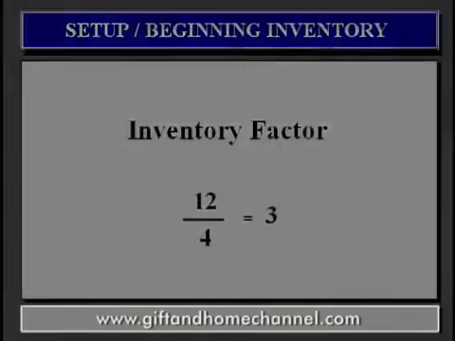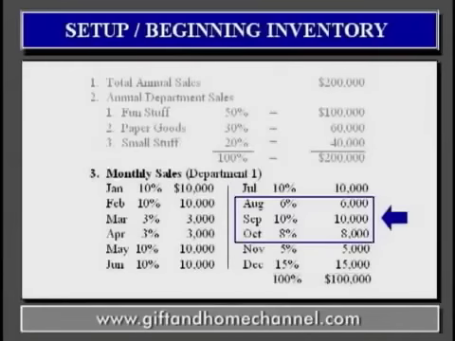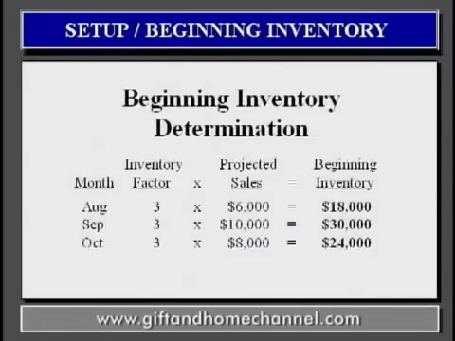Now, let me give you some numbers to back that up. When we did our sales projection, I indicated that we would be utilizing August, September, and October sales in order to calculate ideal beginning inventory levels. But when you set up your open-to-buy plan, you will use all 12 months. So what we did was we took August, which was $6,000, September $10,000, and October $8,000. You multiply that times your inventory factor, and these are all retail dollars, to determine your ideal beginning inventory level.